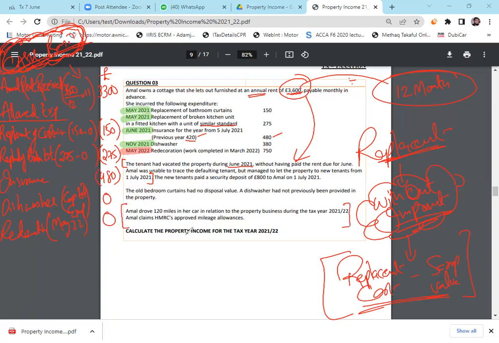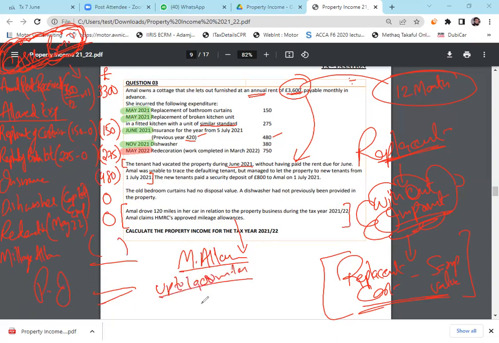And the last line, they wrote mileage, no? What was my formula for mileage? And we will get the property income. Mileage allowance up to 10,000 miles. It's fixed. 0.45 per mile. How many miles did he drive? 120. So 120 into 0.45, how much? 54. Property income we will get. Any questions, please? Okay. Please copy it down.